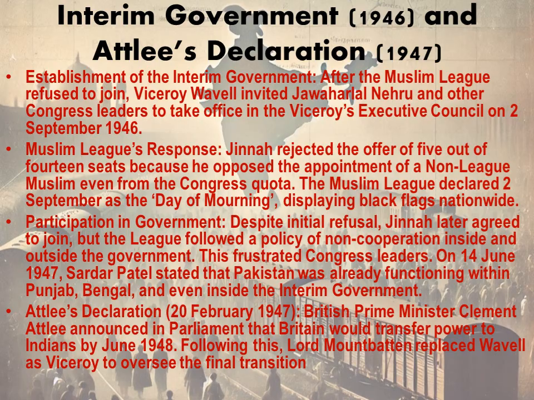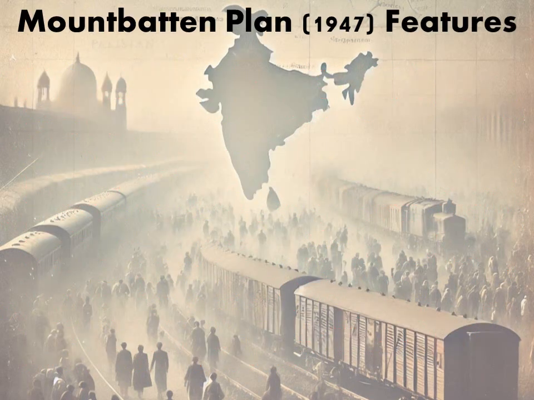So, British Prime Minister Clement Attlee declared that by June 1948, the British are going to leave India, and all affairs of the Indian government will be dealt with by Indians. And with this, Lord Mountbatten was appointed as the new Viceroy, as a specialist to see that the power transition happens smoothly. Now, what is the Mountbatten Plan? What are the features of the Mountbatten Plan?